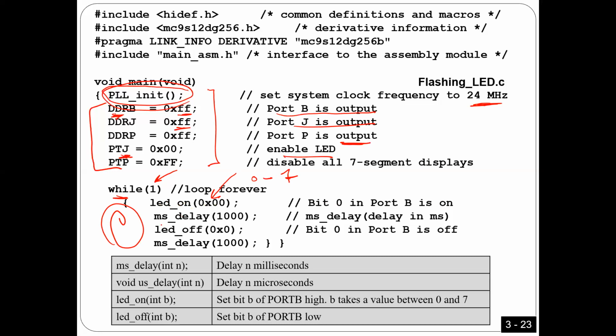And then we have another function, millisecond delay. This one is going to make a delay of 1000 milliseconds, which is 1 second. And then we have another function called LED off. This one is going to turn the LED off. Then we wait 1 second, and I'm going to keep repeating. So you turn the LED on, wait 1 second, turn it off, wait 1 second. As you see here, I'm using a lot of functions.